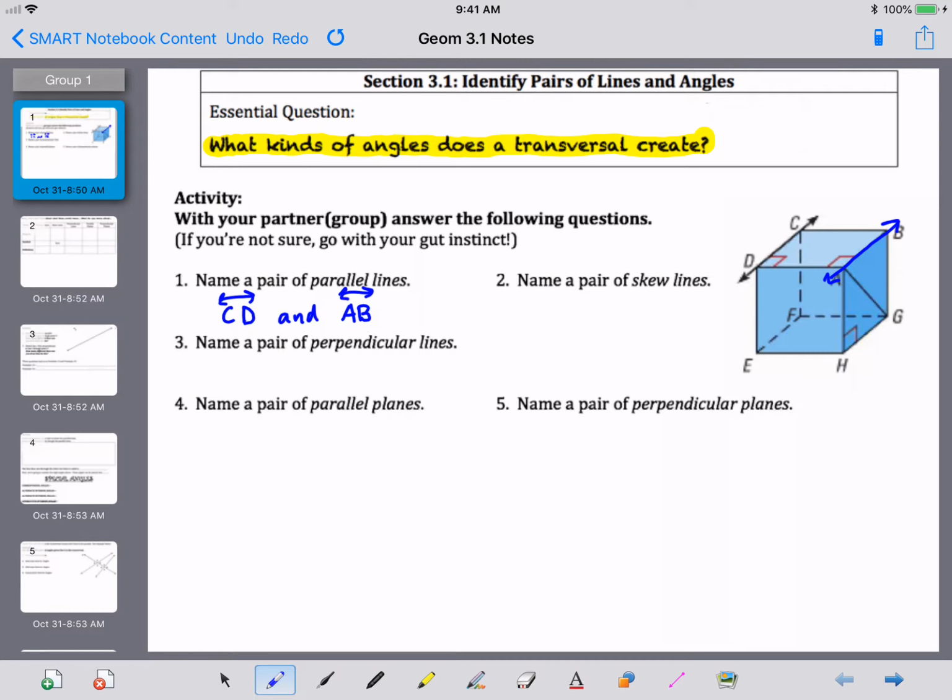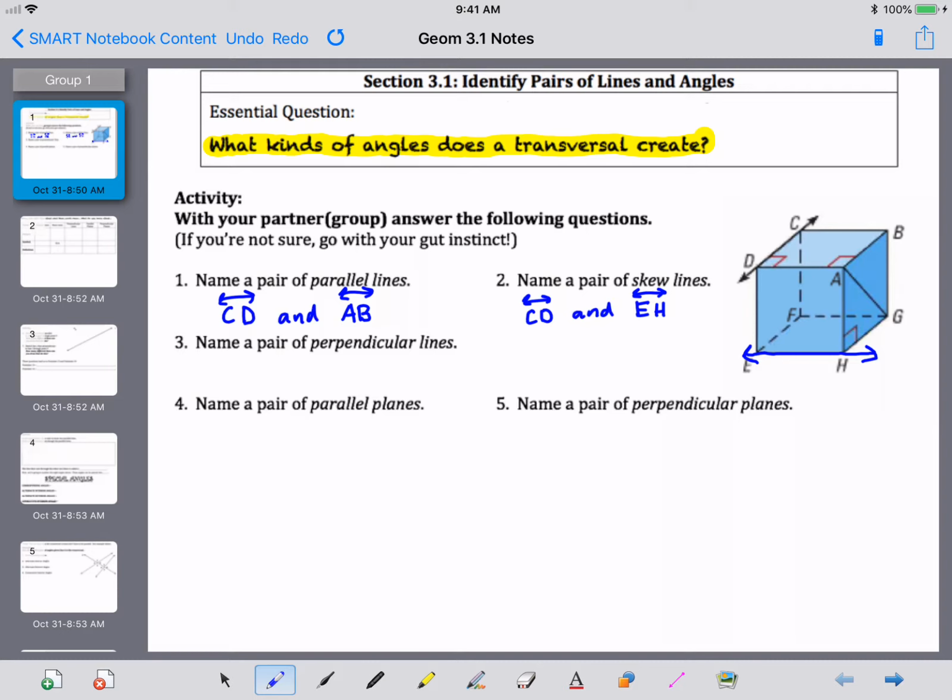Now, a pair of skew lines. Skew also means that they're never going to intersect, but they're not parallel. They're actually in different planes. So for example, I could use line CD and line EH. Those are not parallel to each other, but they still will not intersect. And there's lots of examples. Line AG, this diagonal line on the side of the right hand, and line CD would never intersect because they're not in the same plane. So two lines that are not in the same plane will never intersect, and we call those skew lines.